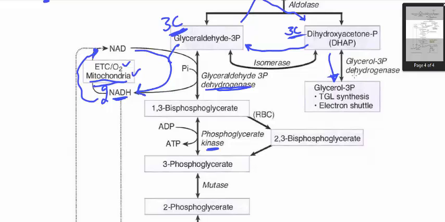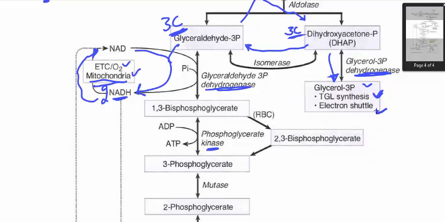Again, the enzyme is dehydrogenase, so NAD has to be reduced to NADH. And this glycerol 3-phosphate is important in triglyceride synthesis and fat synthesis. Glycerol plus fatty acids make fat or triglyceride. And this glycerol 3-phosphate is also important for electron shuttle.